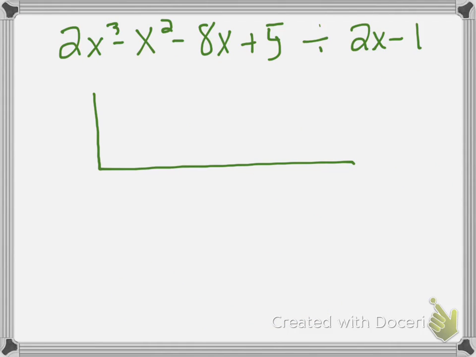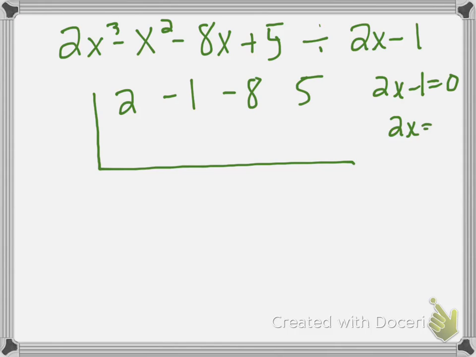Alright, let's look at the same problem as the one before, but let's change the 4 at the end of our problem to a constant of 5. We still set it up the same. Nothing changes, except now we'll have a 5. We still solve for x like normal. So 2x minus 1 equals 0, so 2x equals 1, and x will equal 1/2. So we're going to put a 0.5 on the outside of our synthetic bar.